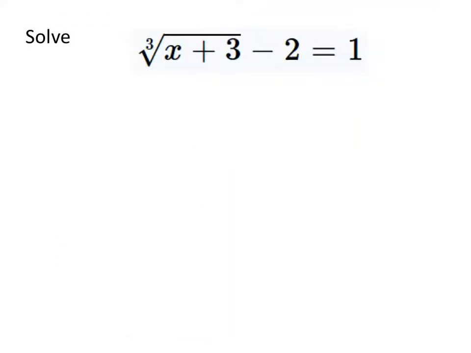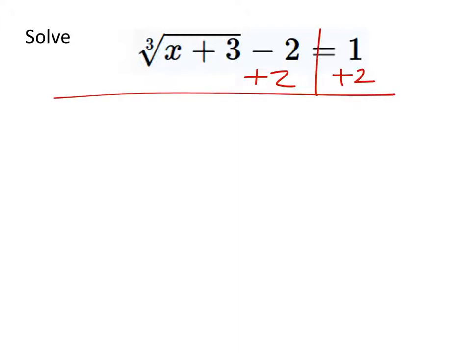This one's almost exactly the same as the last one. It's just now it's got that minus 2, right? But we don't want it there. So we're going to add 2 to both sides. I mean, this was the same process when we had the square roots. It's going to work the same way with the cube roots. So now I got 3 equals the cube root of x plus 3. And now I'll cube both sides.